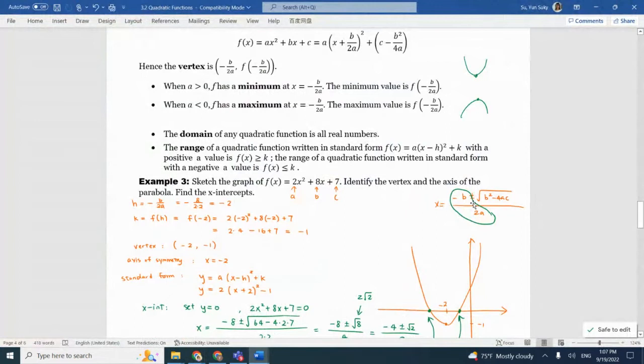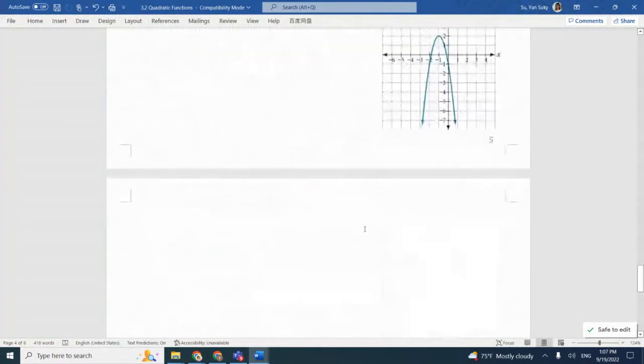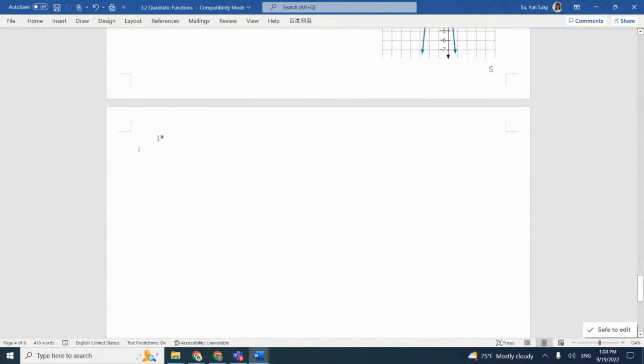Last time we talked about quadratic functions, right? Let me review what we learned. Okay, so you have some space at the back of this page, right? Let's do a little review here. Okay, so quadratic function, y equals ax squared plus bx plus c. This is called a general form. And it's also equals to a times x minus h squared plus k. This is called the standard form.